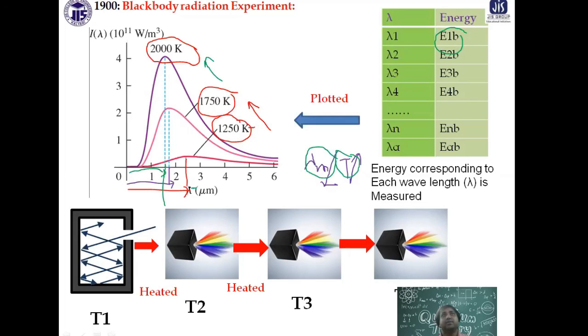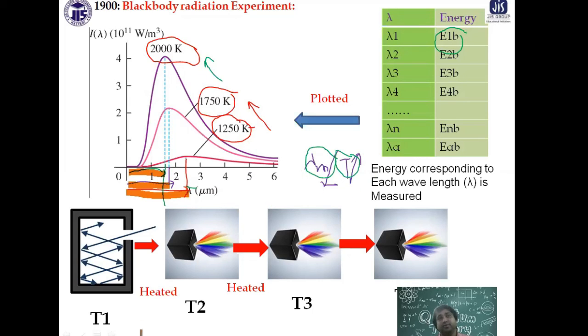This is the highest one. Lambda m is the highest. If you see here, it is the highest one. Now this is the next one, and this is the farthest. So you see, the value of lambda m is getting lesser and lesser as I am raising the temperature. So the relationship is inverse.